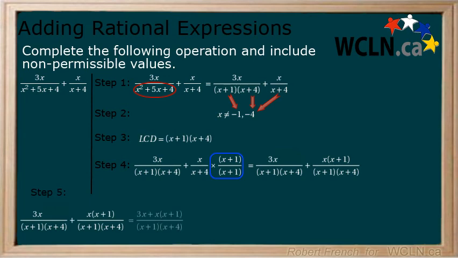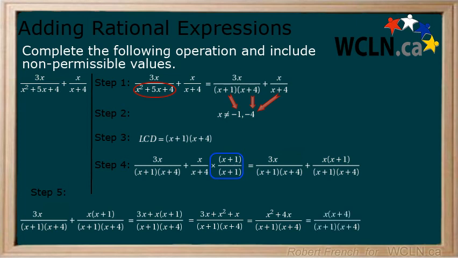Here, we add our expressions together and then expand out the brackets. We can then combine like terms. Now, we can factor our numerator. We cancel the x plus 4's to get our final simplified expression. Now add the non-permissible values from earlier to your final answer.